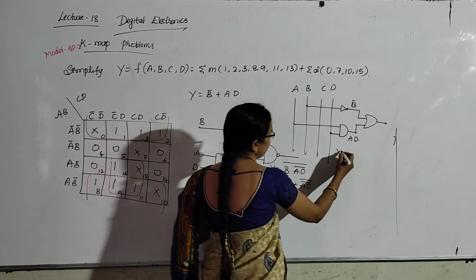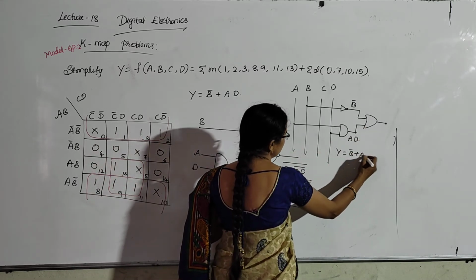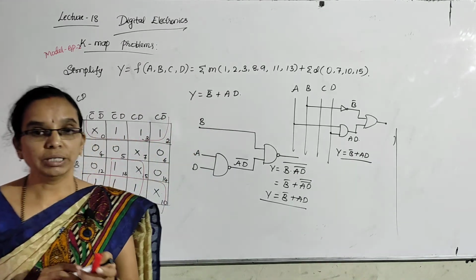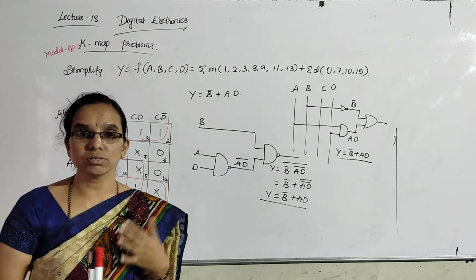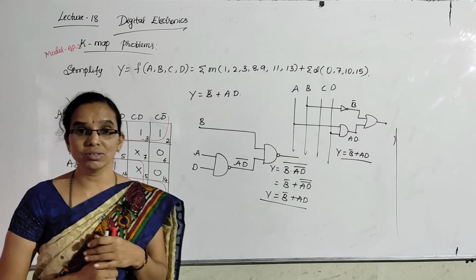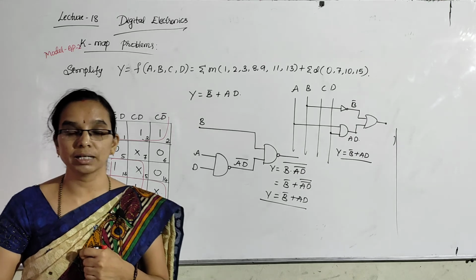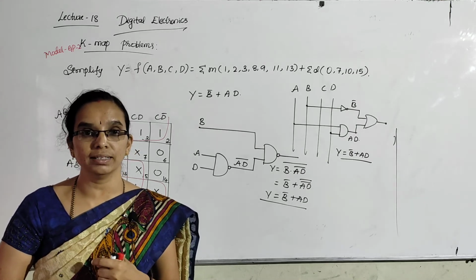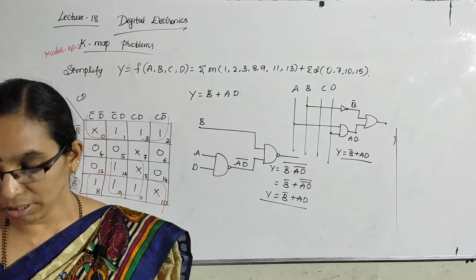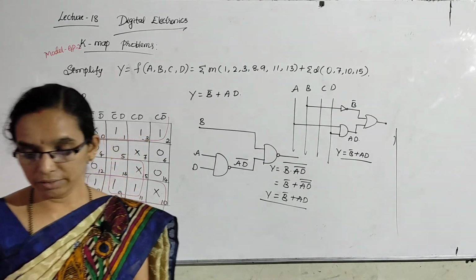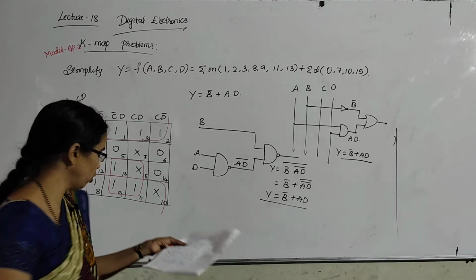And finally I will get B bar plus AD. Okay. Please, any doubts, please ask me, because it's a very important problem. 5 marks compulsory K-map problems will be there in the examination, and also it will be very helpful for your further studies. I have collected some more question paper problems.